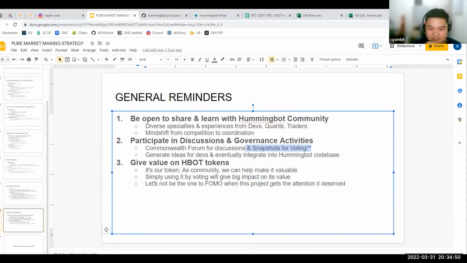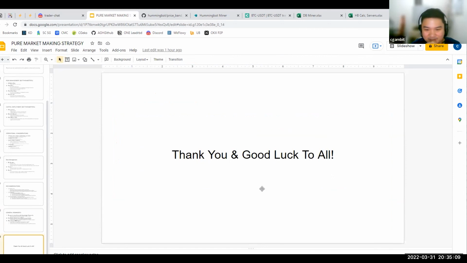And then this case here is like, let's not be the one to FOMO when this project gets the attention it deserves. And we know already that Hummingbot is going big this year and more years to come. Yeah, I think that's all for the presentation. And good luck to all.